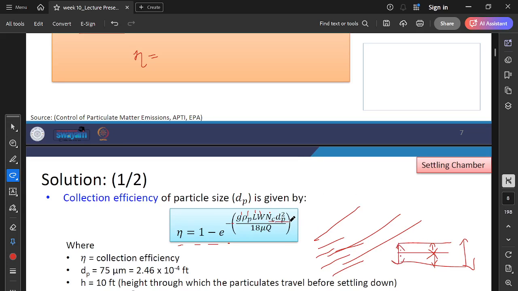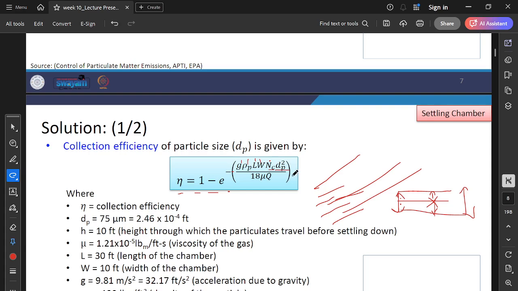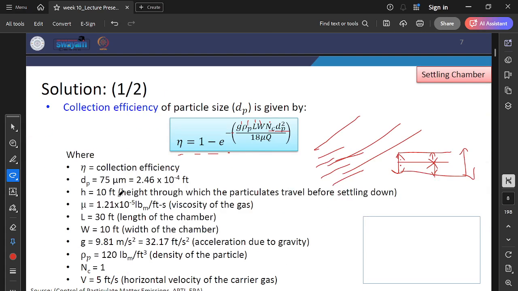The diameter of the particle they have given is 75 micrometer. So convert it to feet. I have converted 75 micrometer to feet. That you have to square up, and 18 mu. Mu is the viscosity of the air. Again you can take viscosity of the air as 1, negligible. Negligible, don't put it at 0. Okay, negligible means 1 you can take.